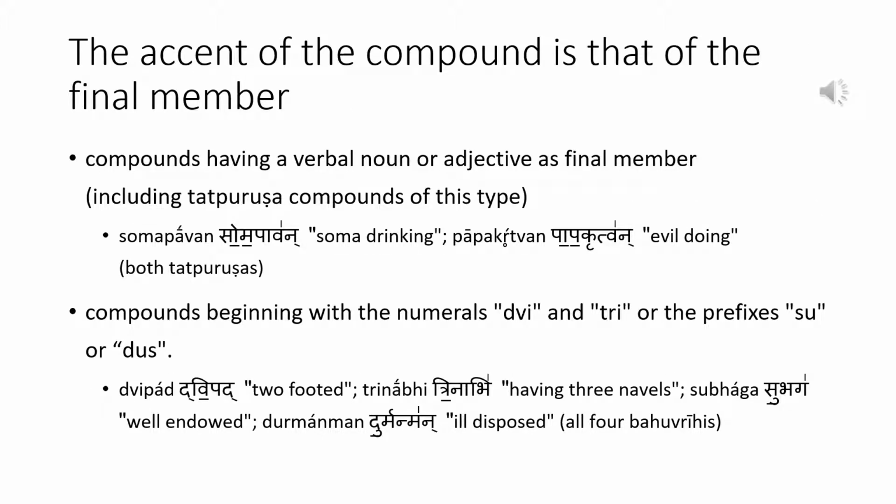The next variety is where the accent of the compound is that of the final member. This is normally found in compounds having a verbal noun or adjective as final member, and also in compounds beginning with the numerals dvi and tri, or the prefixes su or dus.